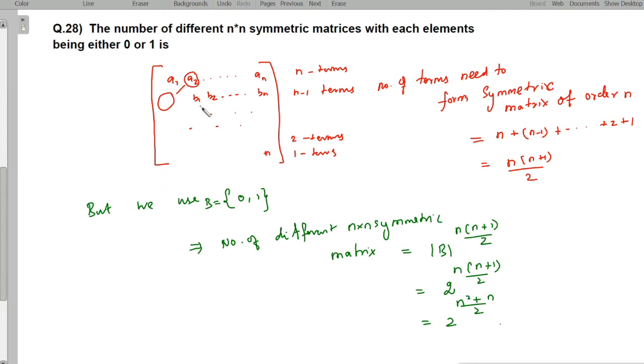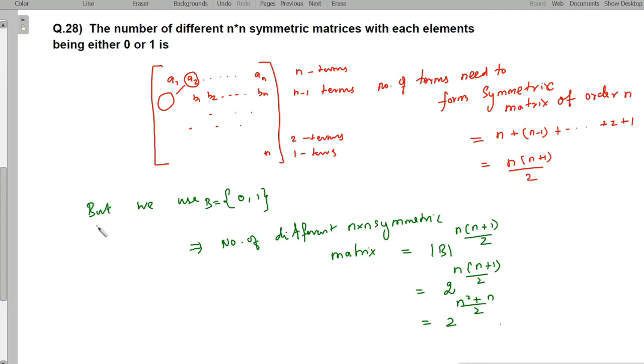Because we have applied this term, only then can you say this is a symmetric matrix. So except this term, you need to use n minus 1 terms. Similarly, up to n rows, you can define the number of terms you need to fill the symmetric matrix. So the number of terms needed to form a symmetric matrix of order n is the addition of all the terms. This addition is nothing but the sum of n natural numbers. The formula is n into n plus 1 divided by 2.